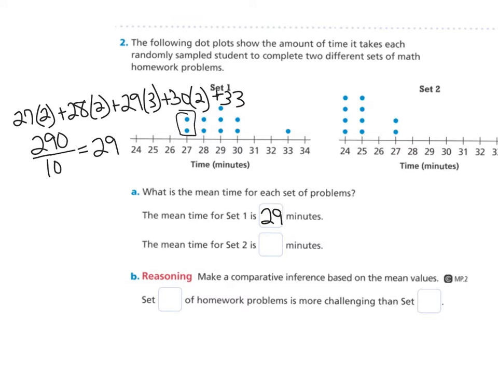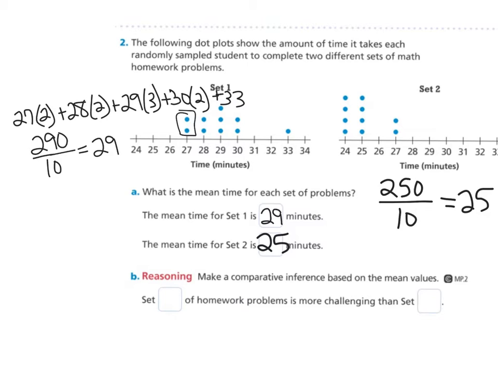For set 2, we're going to do a similar idea here. We're going to have four 24s, four 25s, two 27s. When you work that out, you'll get a total of 250. And we have 10 dots again. So 250 divided by 10, which would be 25. So for set 2, the mean or average time it took students would be 25 minutes.